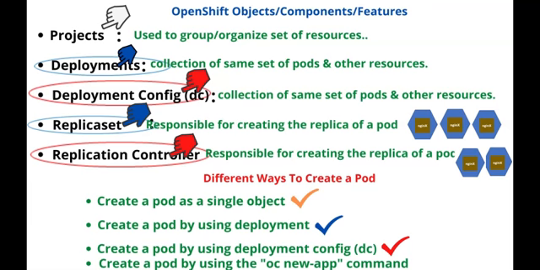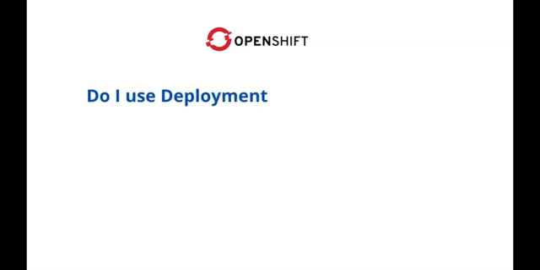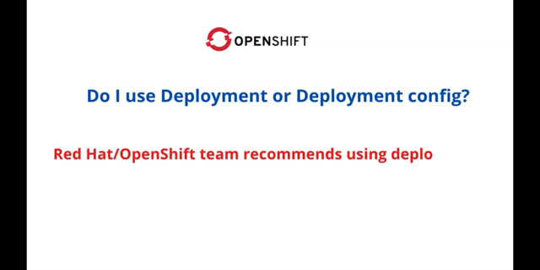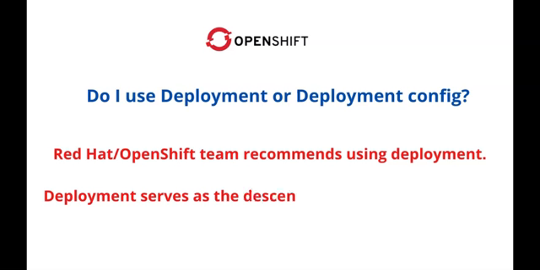And the common question I often get is, Victor, do I use deployment or do I use deployment config? Well, Red Hat has advised that we should try as much as possible to always use deployment because deployment serves as a descendant of the deployment config. However, if you need a specific feature of the deployment config object, you can make use of the deployment config. Otherwise, make use of deployment.